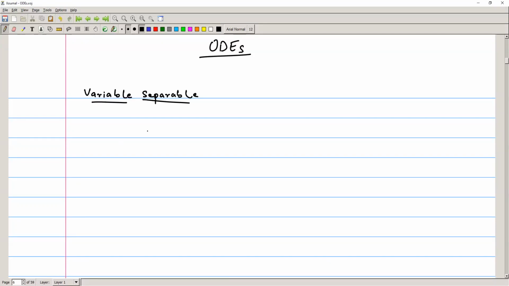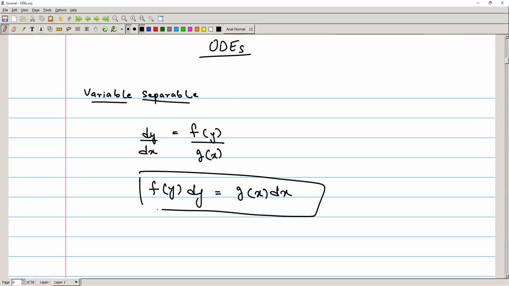So if we have an equation that is dy by dx is equal to some function of y divided by some function of x, and we can separate the variables with respect to the derivatives, that is, if we can write in this form f of y times dy is equal to g of x times dx, then we call it variable separable, or we can also write it in this form, right? So it's the same, no need to confuse about that.